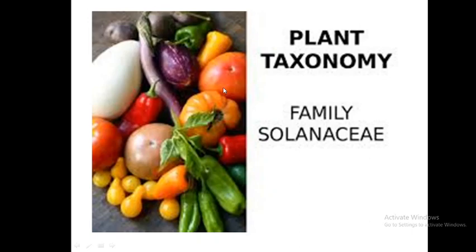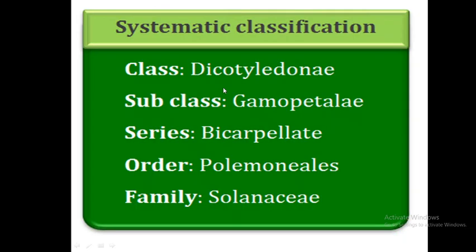The largest genus of this family is Solanum, having 1,500 species. Now, the systematic position of the Solanaceae family. According to Bentham and Hooker's system of classification: class Dicotyledon, subclass Gamopetalae, series Bicarpellate, order Polymoniales, family Solanaceae.